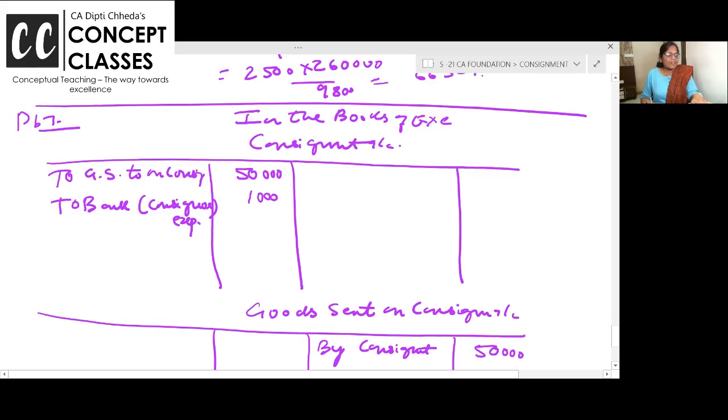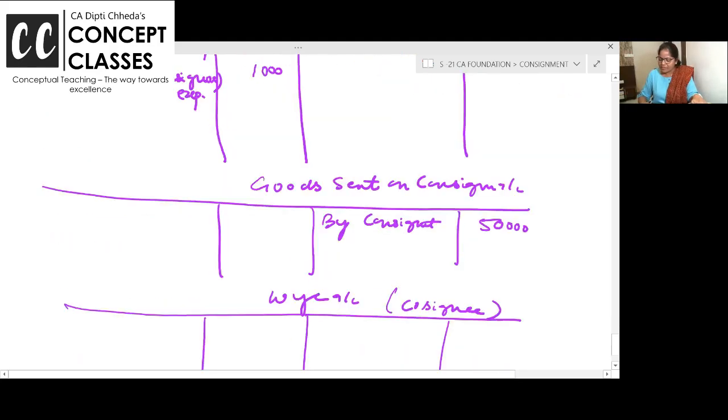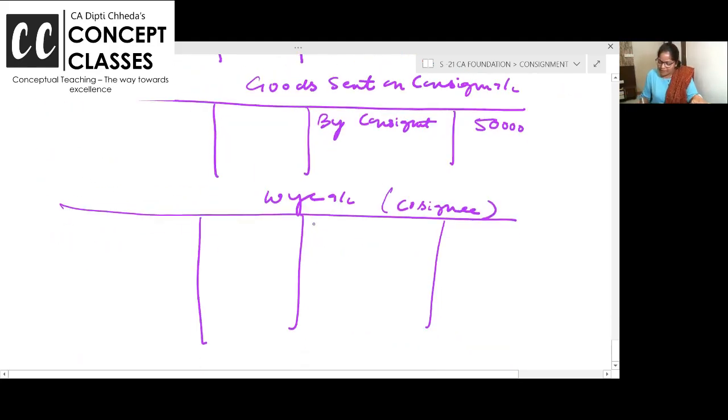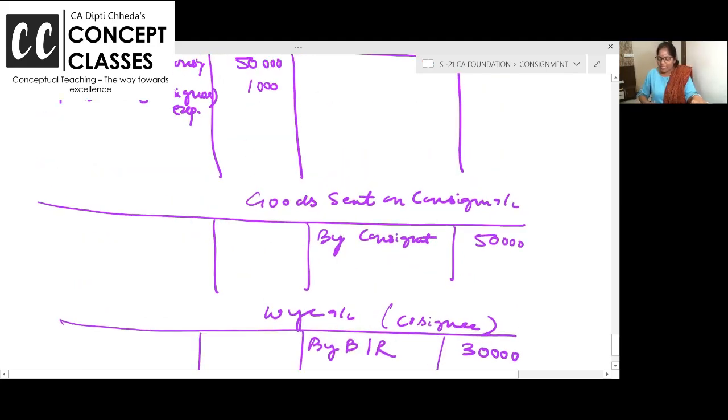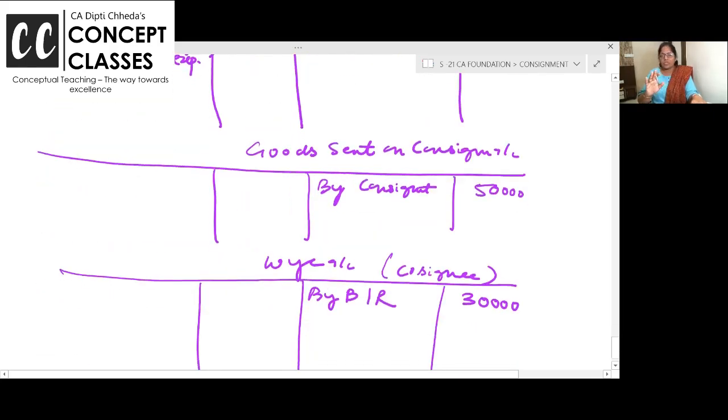Goods were received and immediately a 30,000 bill they have accepted. We have drawn a bill of 30,000 on Y. Bills receivable debit to Y. Y accepted saying, okay, you have sent 50,000 goods, if something goes wrong I'll pay you. Y should give some security, no? I'm sending you the goods and I'm not making a bill in your name, so you should give me some security. So he gave bills receivable.